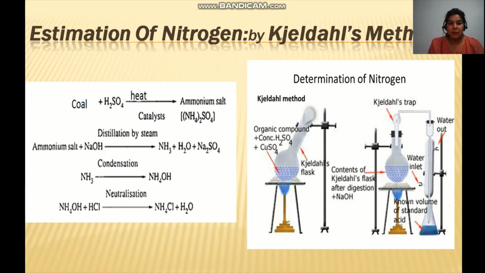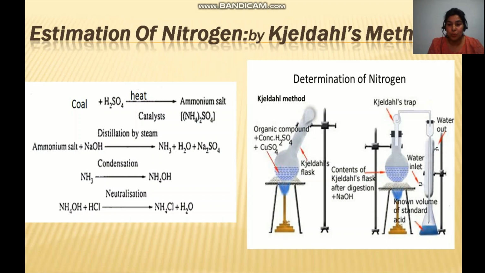Firstly, we take a known quantity of coal and heat it with concentrated H2SO4 in the presence of a catalyst, that is copper sulfate, in a Kjeldahl flask till it converts into a transparent solution. In the transparent solution, nitrogen gets converted into ammonium sulfate.